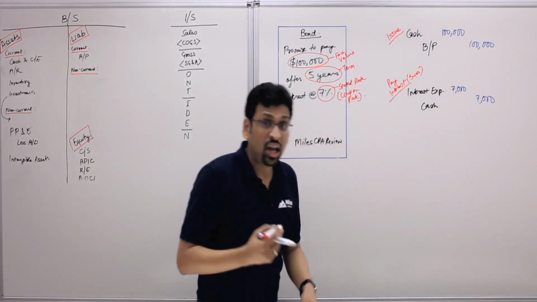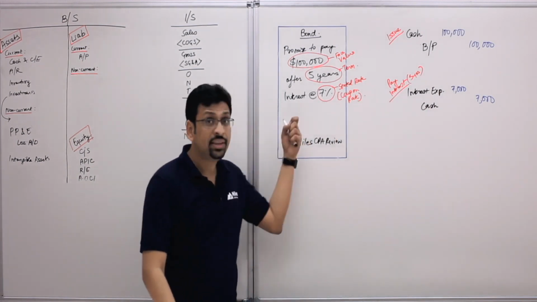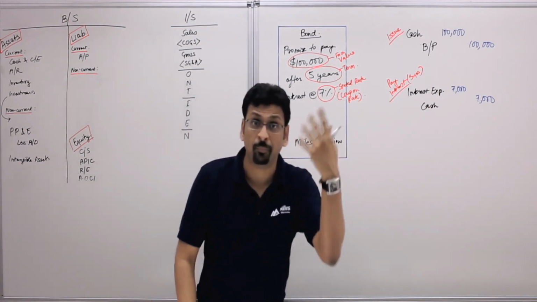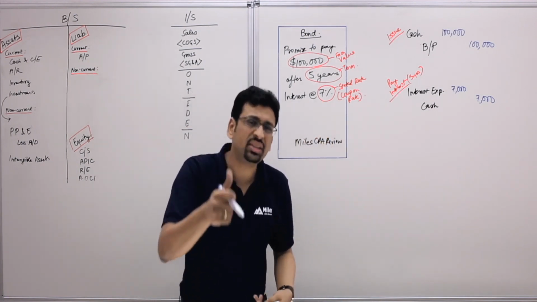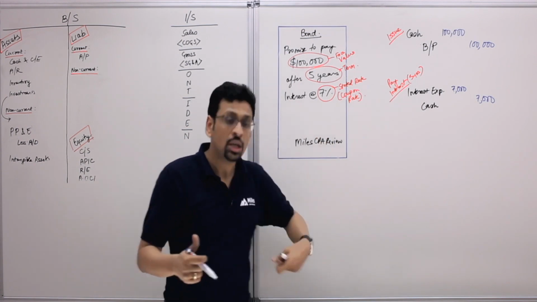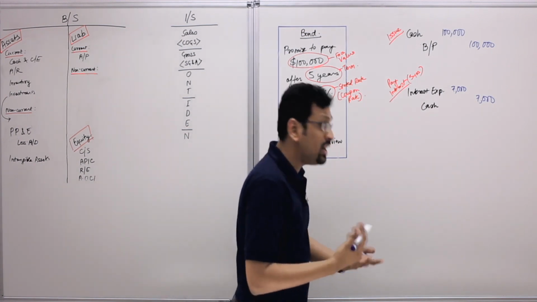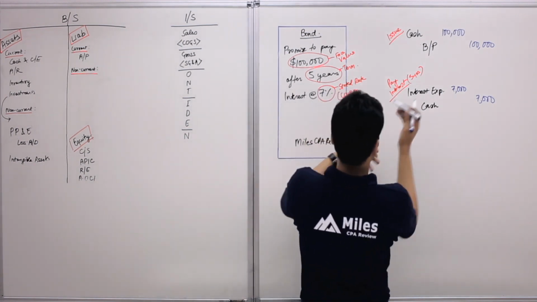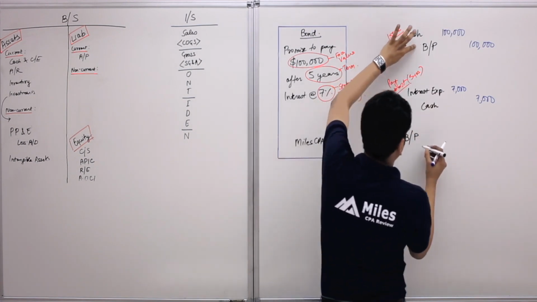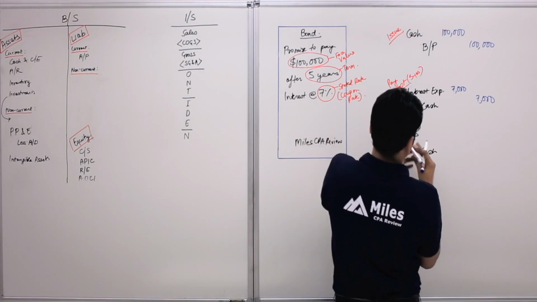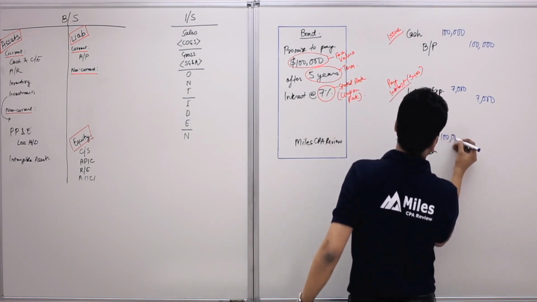Now, after 5 years, the investor is going to come back to us with this piece of paper, with this bond, and he's going to take back the $100,000 that he gave to us. So then we're going to clear off, we're going to retire this bond. So then it's going to be bonds payable, the liability is gone now, and cash goes out, $100,000.